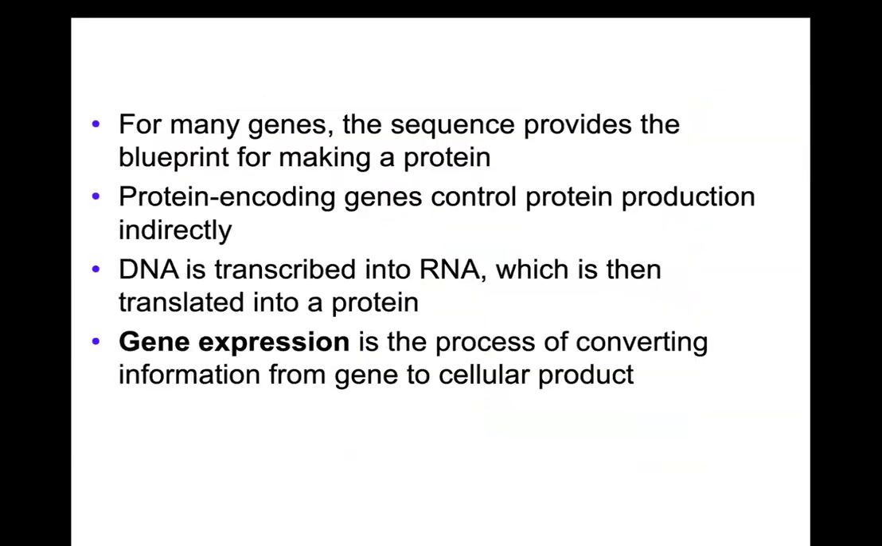For many genes, the sequence provides the blueprint for making a protein or protein-like product. Protein-encoding genes control protein production indirectly. The DNA will be transcribed into RNA, more specifically messenger RNA, through a process called transcription. The messenger RNA product will then go to a ribosome, where it will undergo a process called translation, and it will be synthesized into an amino acid sequence, which will give rise to proteins. Gene expression is the process of converting information from a gene to a cellular product.